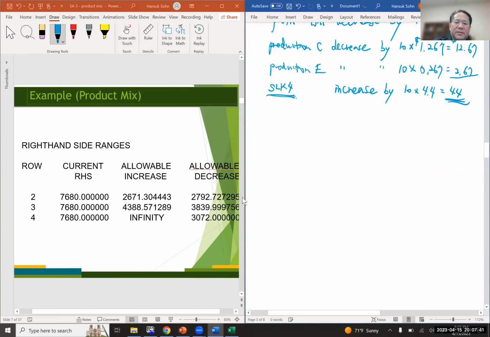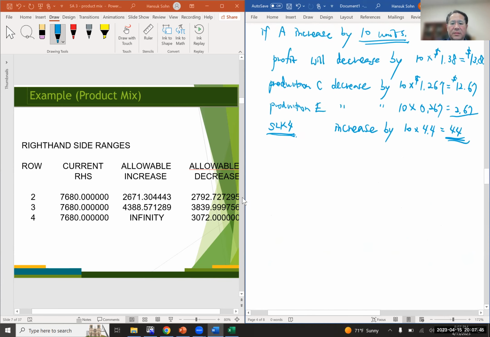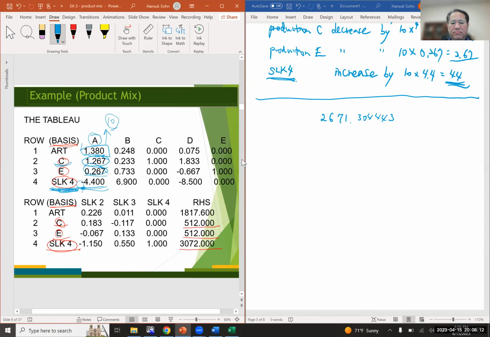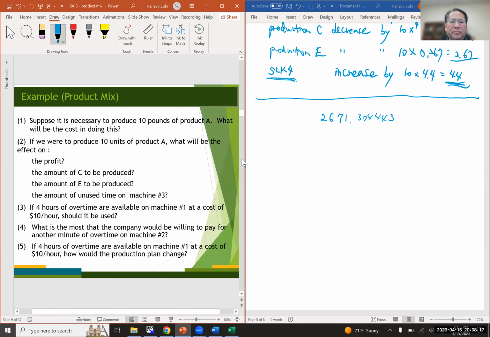So here, you are looking at the allowable increase limit, 2671.304443. And what is the question again? Okay, so 4 hours. The important thing is the unit for this would be the minute. So 4 hours is how many minutes? It's 240 minutes.